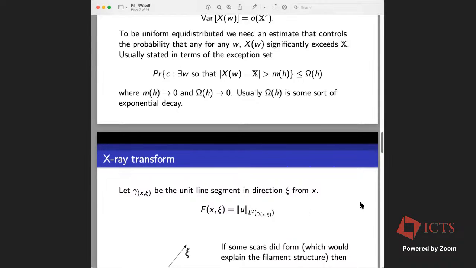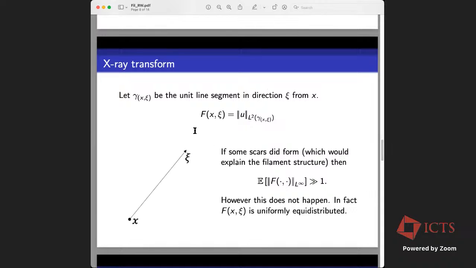So put into the realm of random variables, this means I set my random variable f equal to the L2 mass of U on gamma. And then I ask, where is the expectation of the L infinity norm of f greater than 1? So L infinity is taken in the parameters x and xi. So x is your base point of your line and xi is the direction. Now I'll assume that all of my lines are length 1.